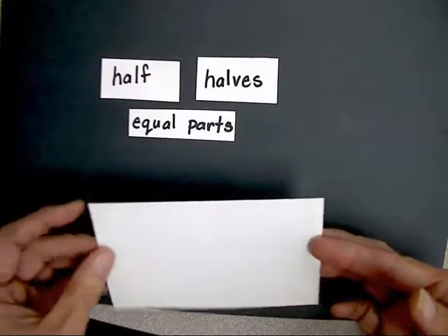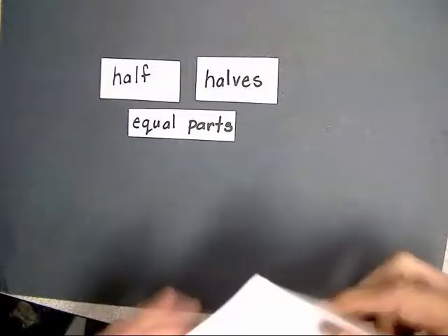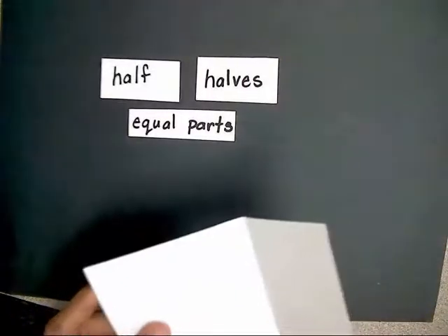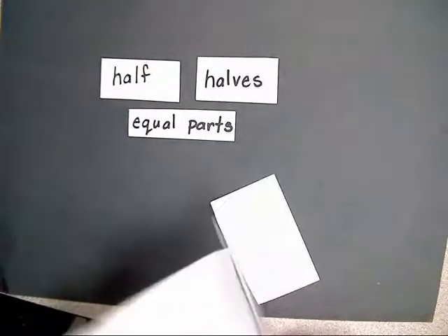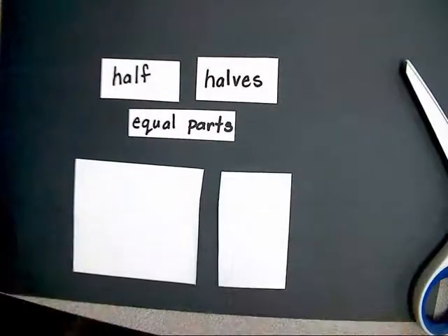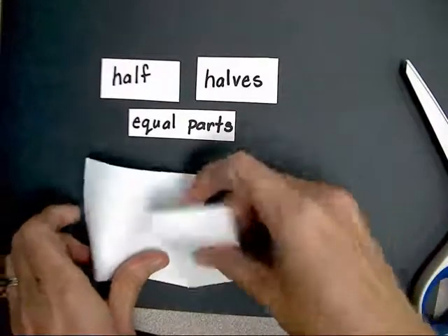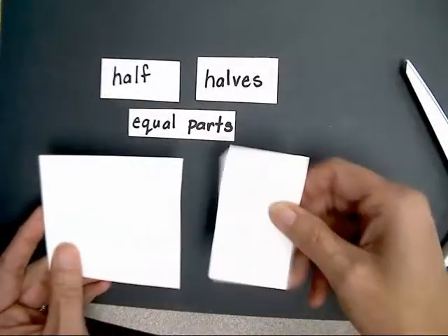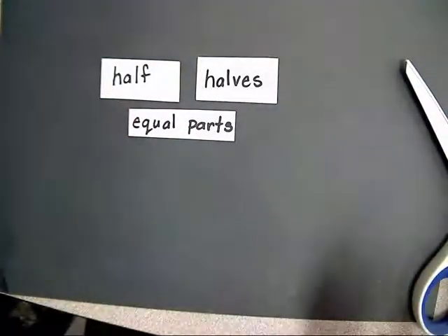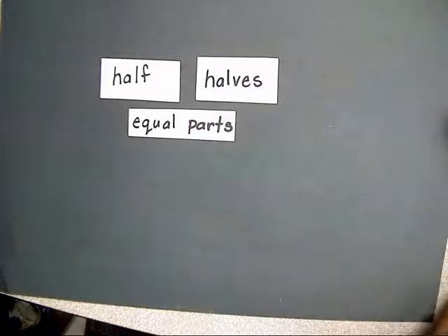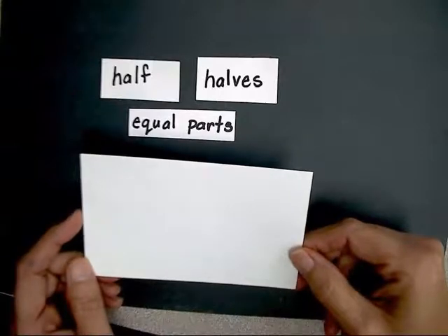So if I were to partition this, I couldn't say that this right here would be half. If I cut this, would this be half? It's cut into two pieces, but are they equal parts? No. So this is not half. One person would get a much bigger piece than the other one to design. So when we're talking about half, we have to think of equal parts.